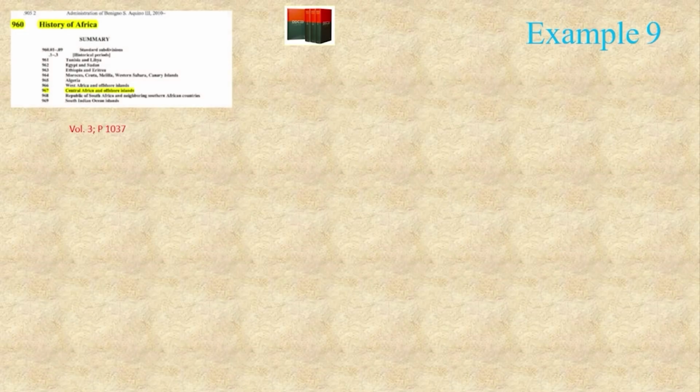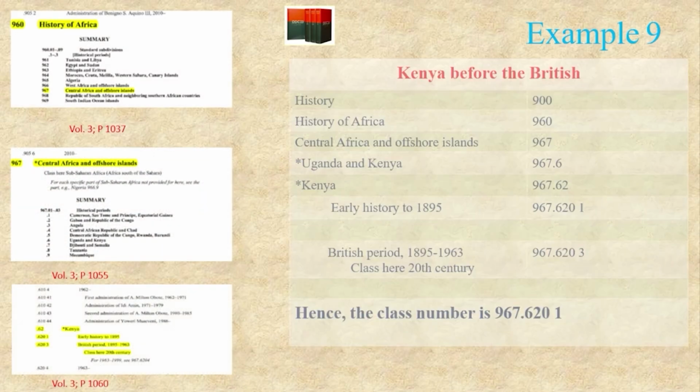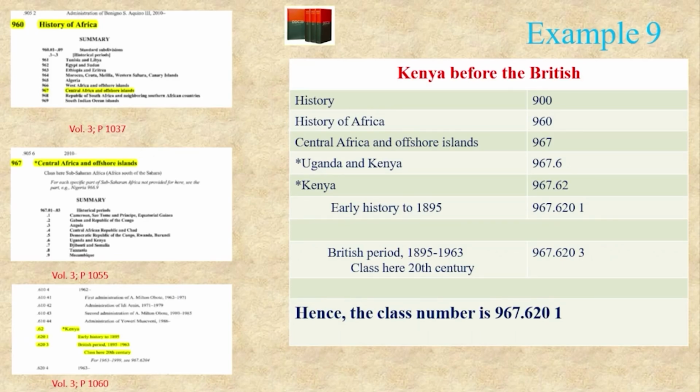Now learner, come to the next example. In the previous example, you must remember how to use the 0. Now come to the next example: Kenya before the British. Here is another example for the class 960. Identify the key elements. The key elements are the geographic focus, Kenya, then the time period, before British rule, that is before 1895.